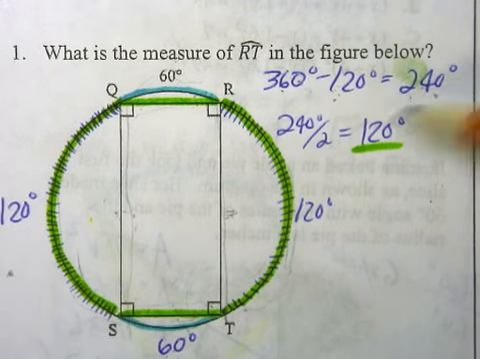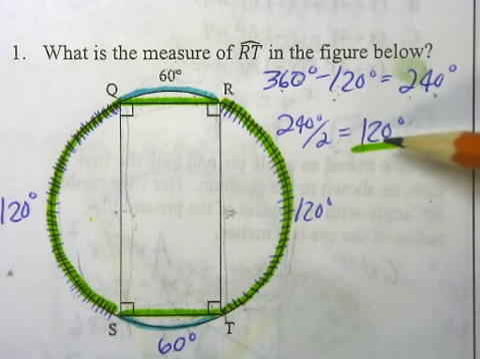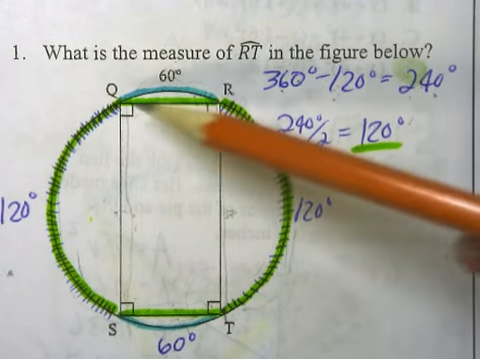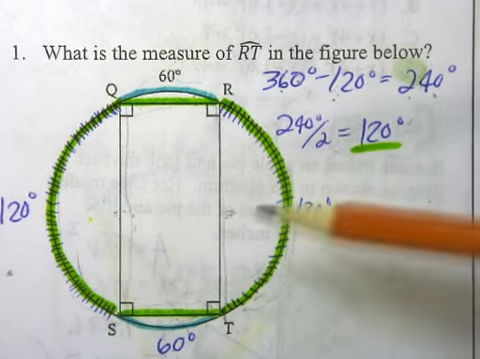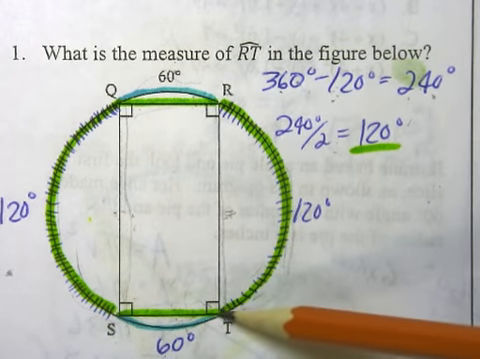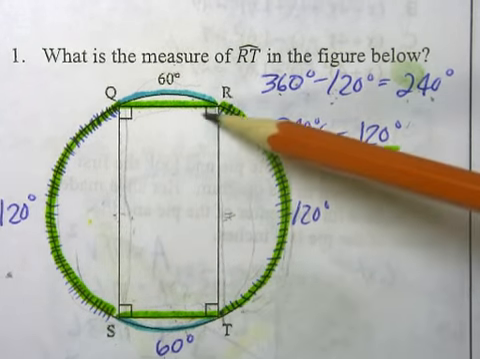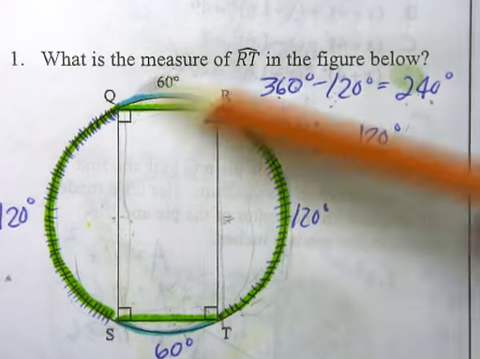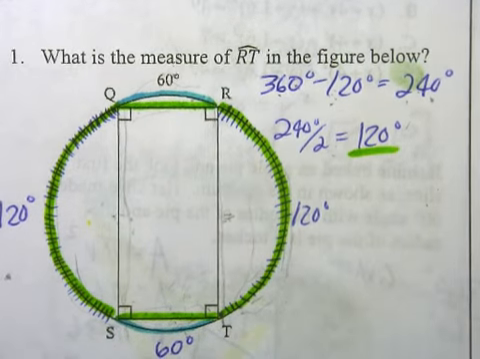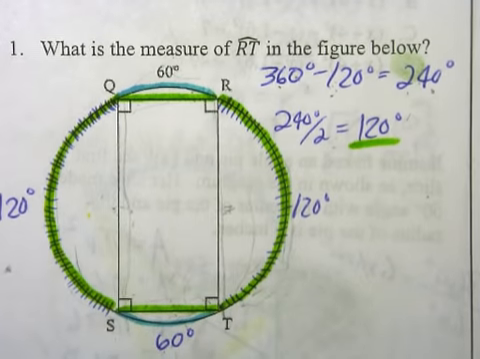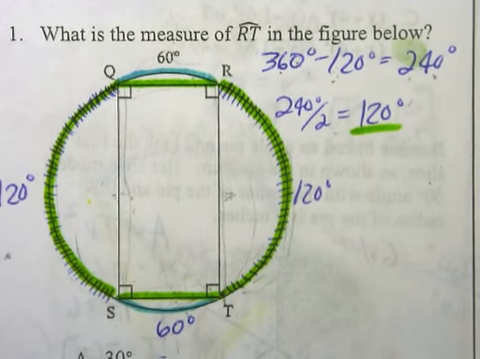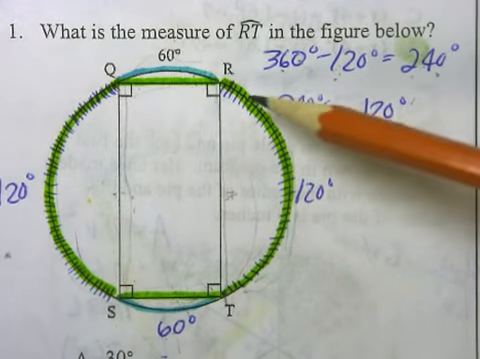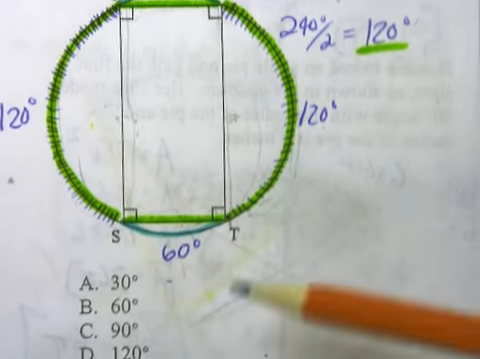So those 240 degrees that I have left over, I have to divide them by 2, which gives me 120 degrees, 120 and 120. And if you add up all of these together, 60 plus 120, that gives you 180, plus another 60, plus another 120, you get the 360 degrees that you should have in every circle. So the measure of arc RT is 120 degrees, which is choice D.